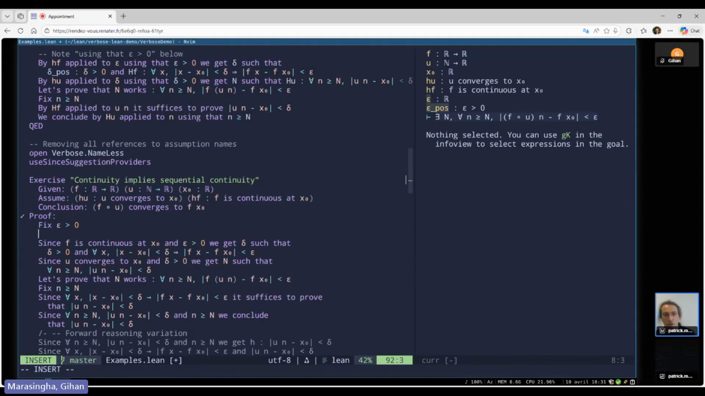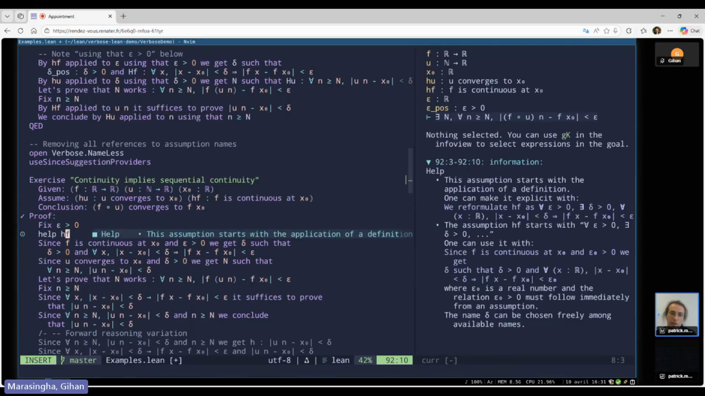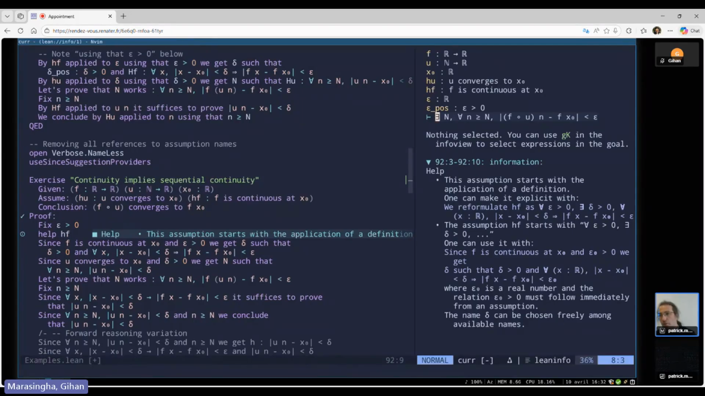So if I know I want to use HF, but I don't know how, you can ask for help about HF, and this is the reason why the assumption names are mentioned in the tactic state, although they are not mentioned anywhere in the tactic script. And so we have this. This assumption starts with an application of a definition.